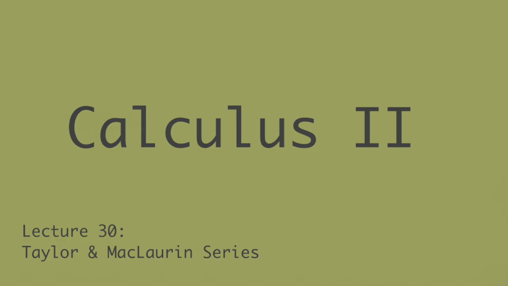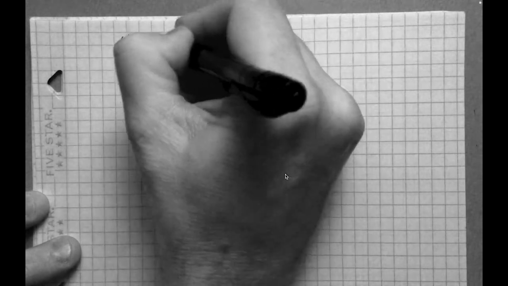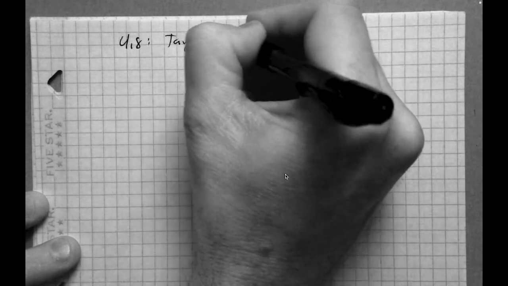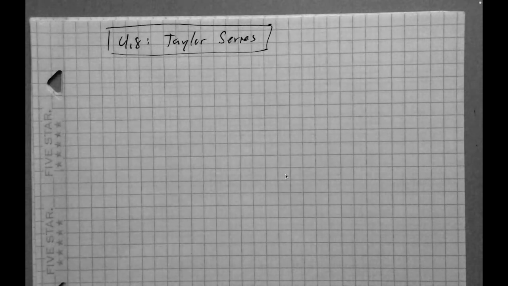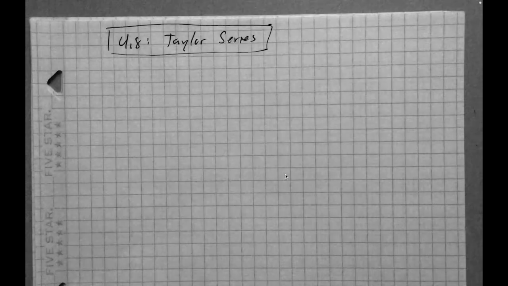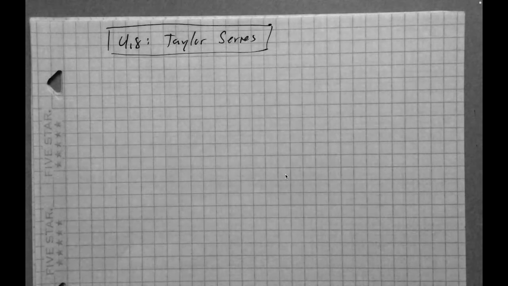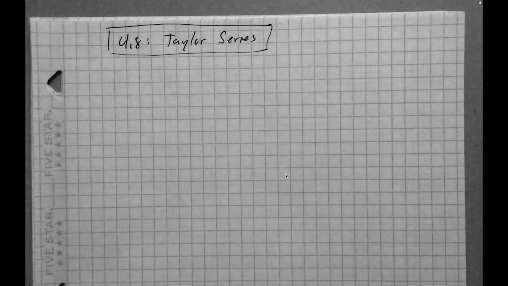Okay, so we'll call this section 4.8. I'm just going to write Taylor series, but we mean Taylor and MacLaurin series, MacLaurin series being the special case of a Taylor series centered at c equals 0. Previously we derived power series for several different functions, using geometric series in the main with term-by-term differentiation and integration.